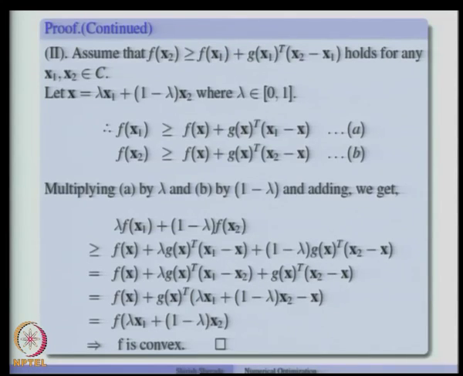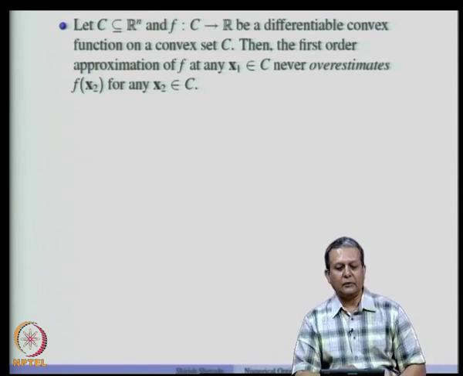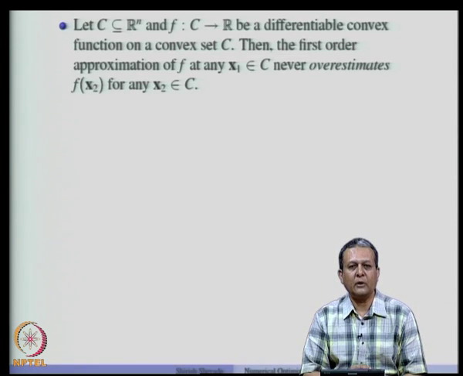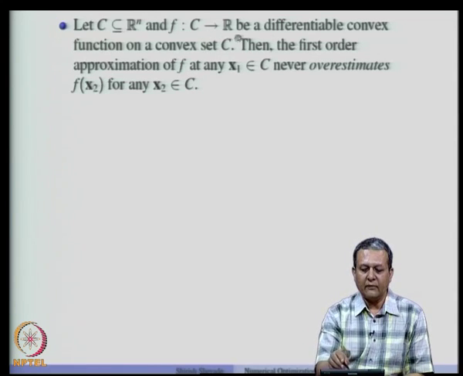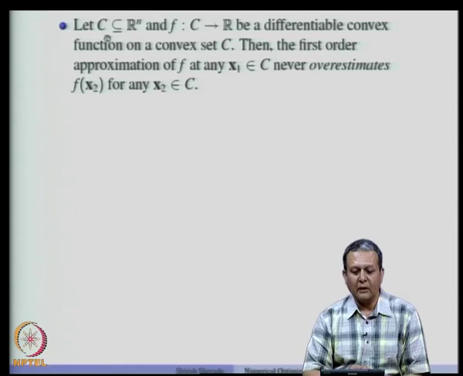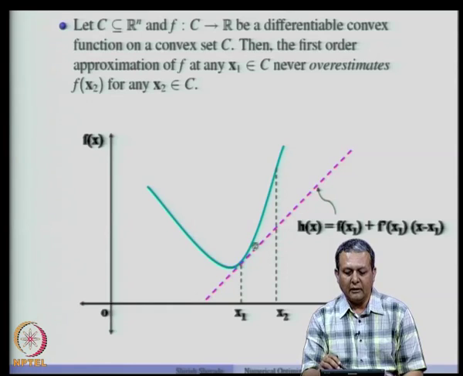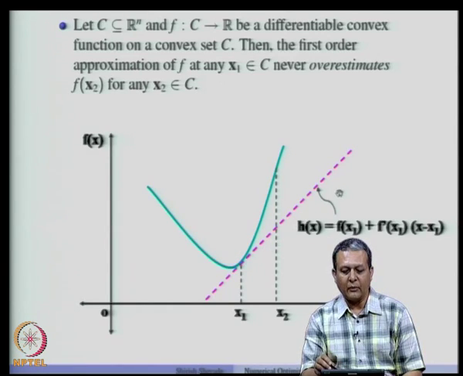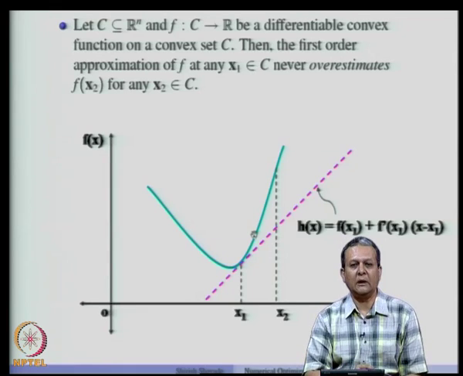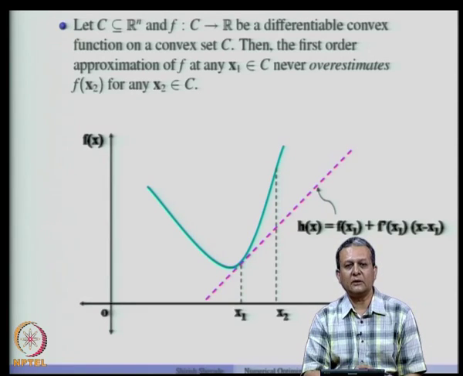Now, we will see some of the results related to this. One of the most important interpretations of this result, as I mentioned earlier, is that if f is a differentiable convex function on a convex set C, then the first order approximation of f at any x1 belonging to C never overestimates f of x2 for any x2 belonging to C. In other words, this affine approximation of f at any x1, that line does not cut the function at any point. It always lies either on the function or below the function.